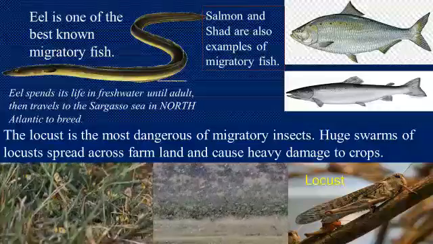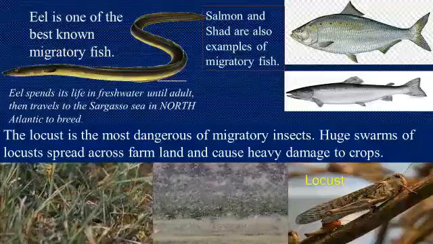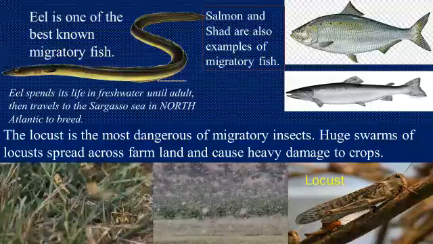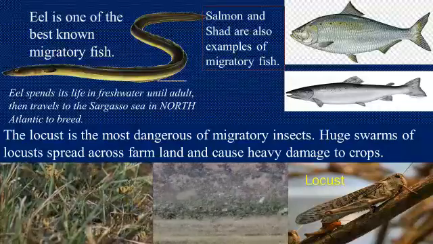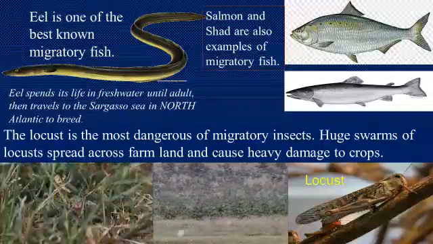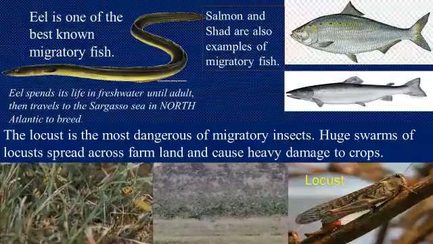Now, the locust is the most dangerous migratory insect. Huge swarms of locusts spread across farmland and cause heavy damage to crops. They spoil all the crops of farmers.